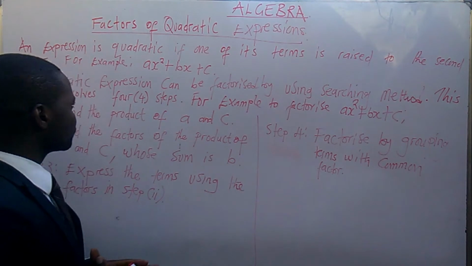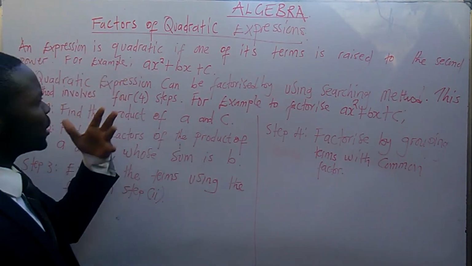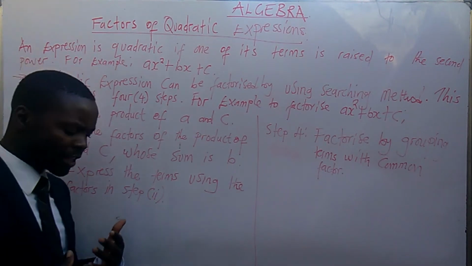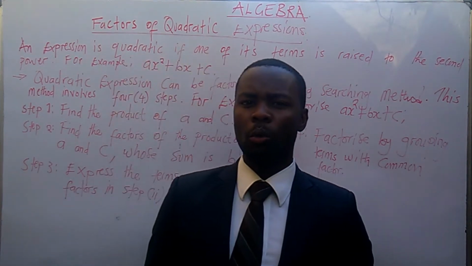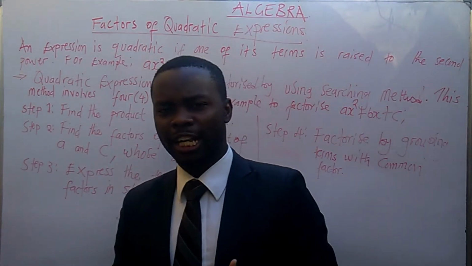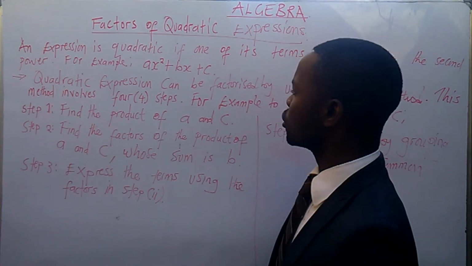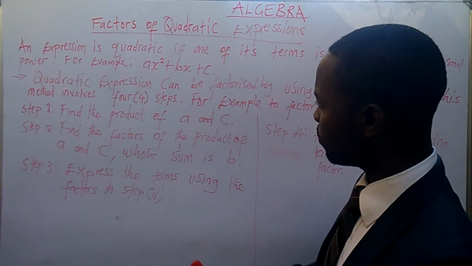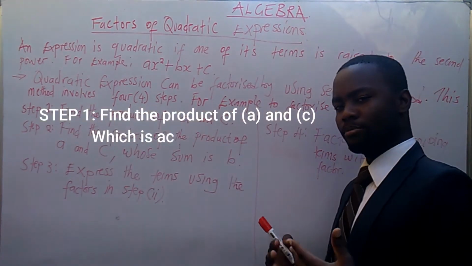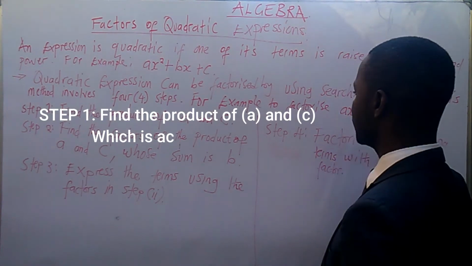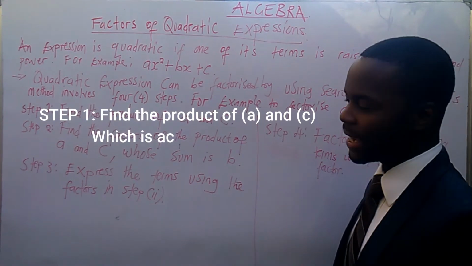Now, when you want to factorize an expression using factors of a quadratic expression, there are steps which you must know. The steps are 4. There are only 4 which you must know by heart, so that you can ease your life as far as quadratic expressions are concerned. First step, you must find the product. You can find the product by multiplying a and c. That is your product, so your answer is AC.